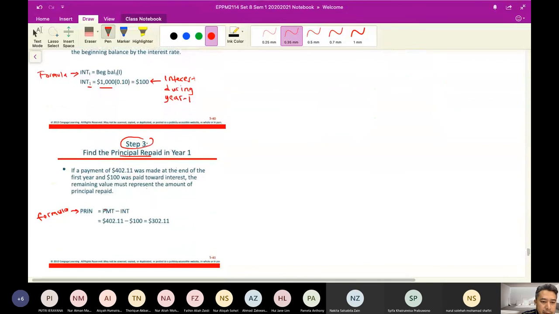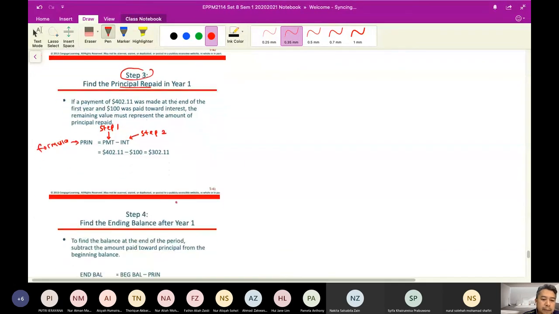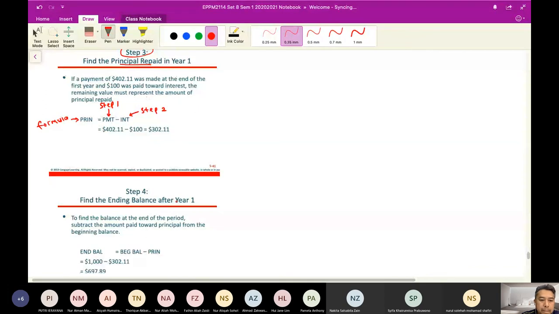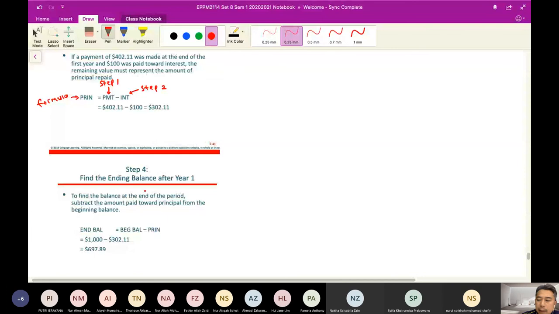So I put it here. This is step one, this is step two, this is step three. Step four, what you need to do is calculate the ending balance.